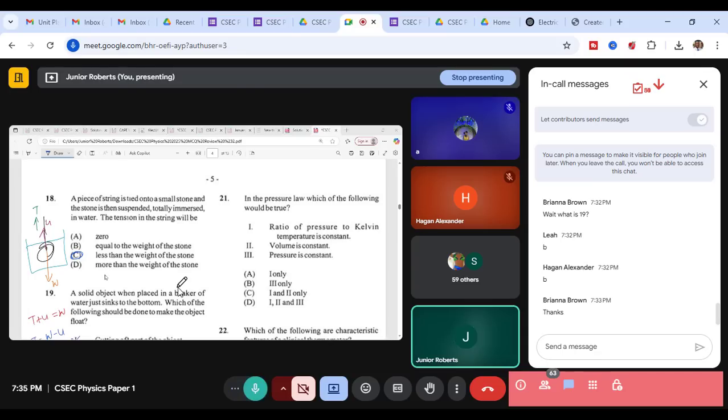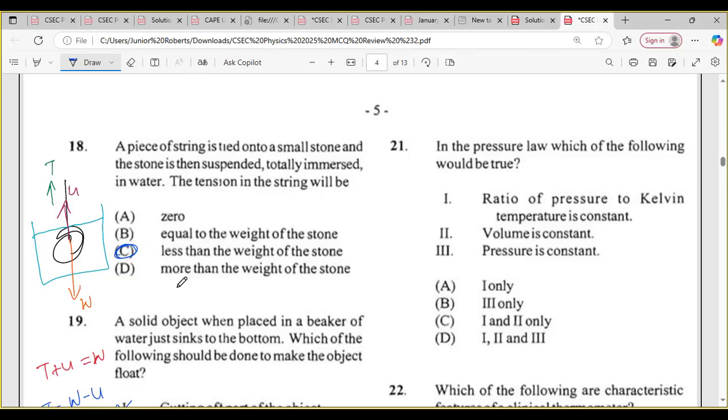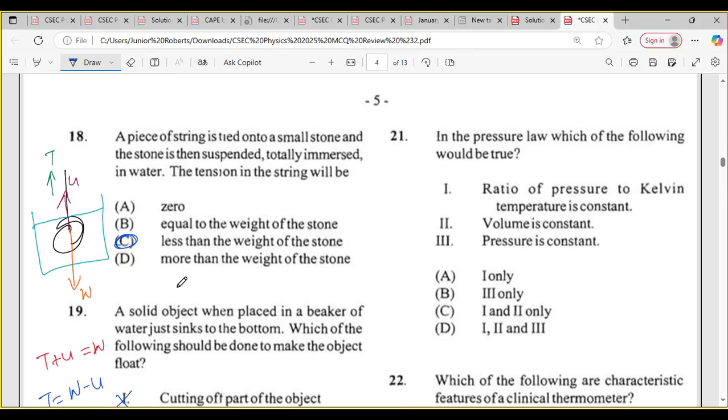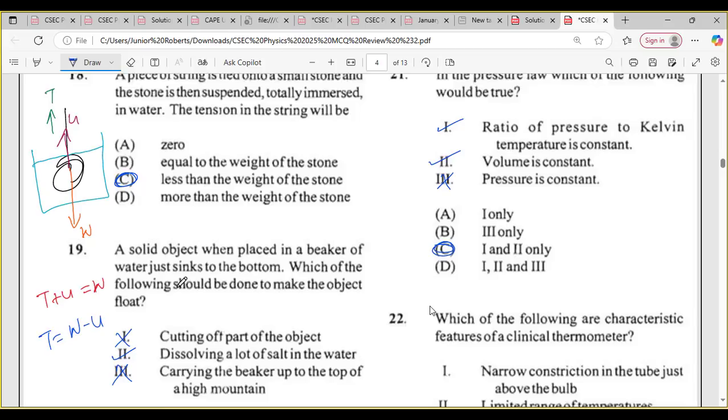21 now says, in the pressure law, which of the following would be true? For the pressure law, it says that the ratio of pressure to Kelvin temperature is constant. Yes, this is true. Volume is constant, also true, but the pressure is not constant, because if one is true, then this cannot be true. Right? So 21 is going to be 1 and 2, so that's C.